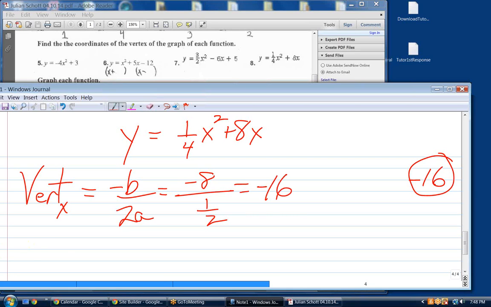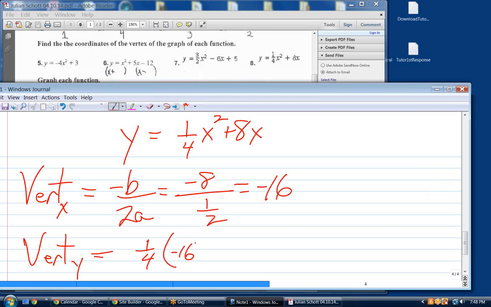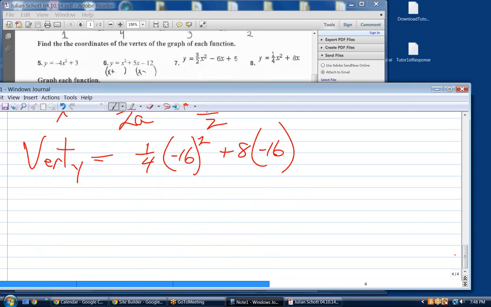What is the y-coordinate equal to? 1/4 parentheses minus 16 squared plus 8 parentheses minus 16. You're a fast learner. Now let's simplify that.